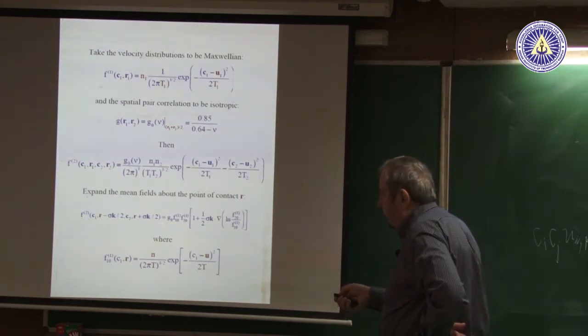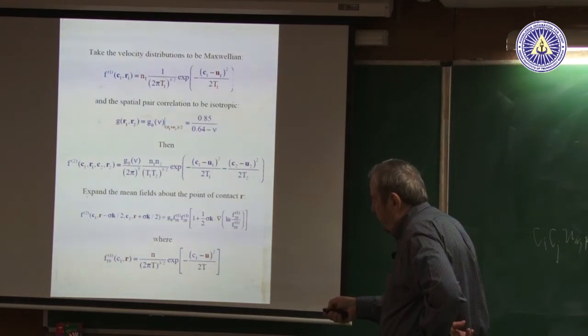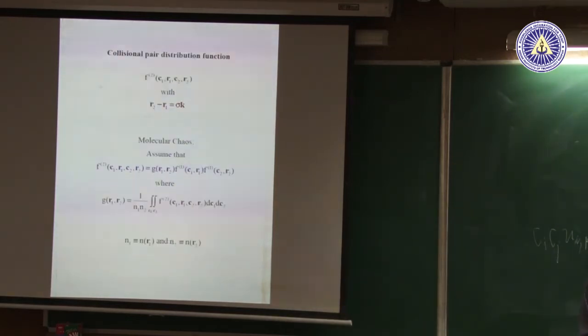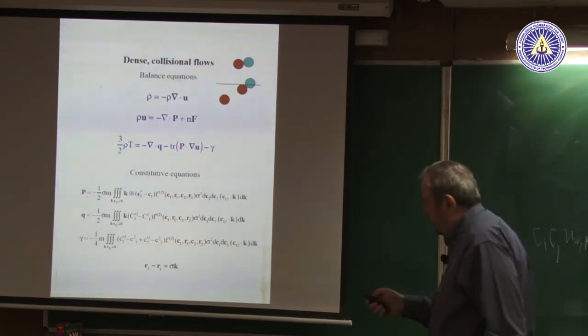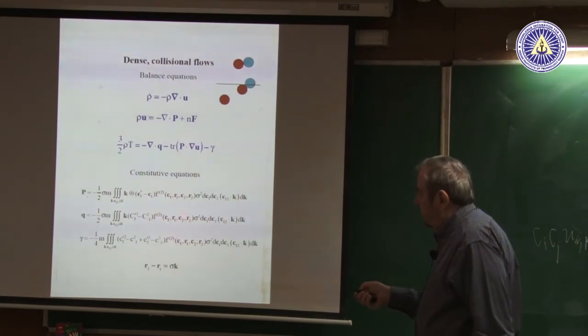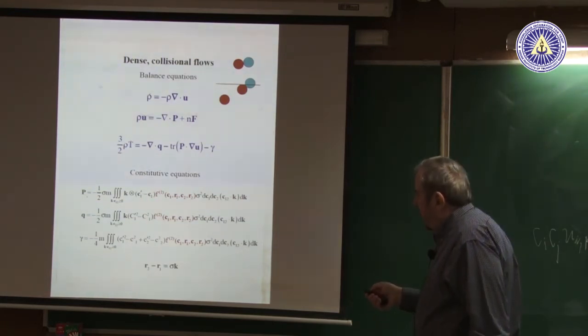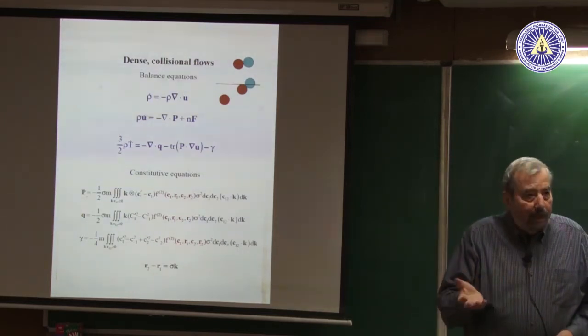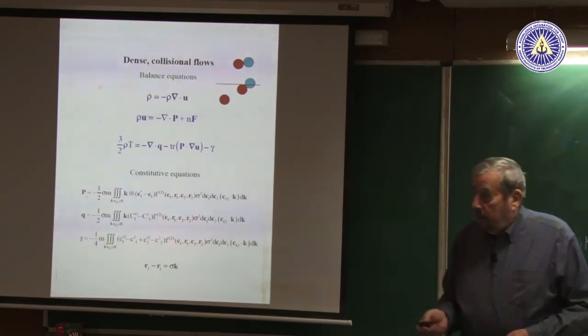Okay, so here is the expression for the complete pair distribution function in terms of this gradient and in terms of these Maxwellian functions with the mean fields evaluated at the point of contact of the collision. Okay, and remember, in order to get the constitutive relations, we have to carry out these integrals. And now, what we do is we simply substitute that form of the complete pair distribution function and carry out these integrals.